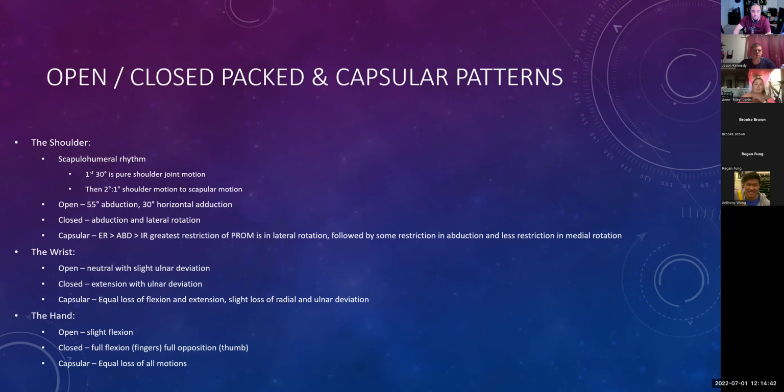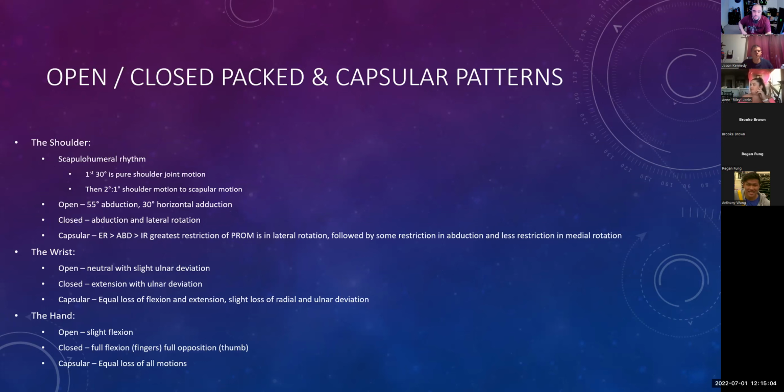The shoulder, the one other thing to remember is scapulohumeral rhythm, because I've seen a couple questions come up on that, right? The first 30 degrees is pure shoulder motion. After that, it's 2 to 1. So make sure you remember that. Again, likelihood of you doing math on this is low, but just remember that it is a 2 to 1 scapular rotation.